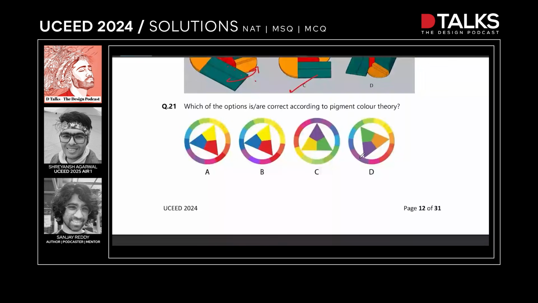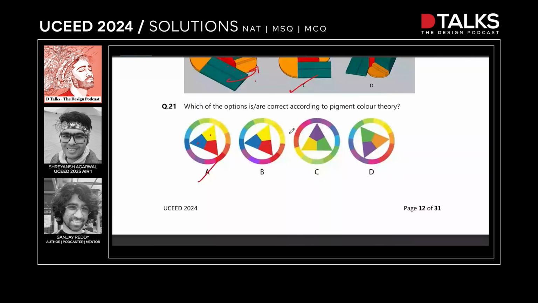Which of the options are or is according to the pigment color theory? So pigment is subtractive color theory. So you can either use primary colors, which is red, blue, yellow, or you can use the secondary colors. Both of them are fine. So this is not talking about the digital colors. This is talking about when you're painting or when you're printing. So that uses RBY, right? This is RBY primary colors.